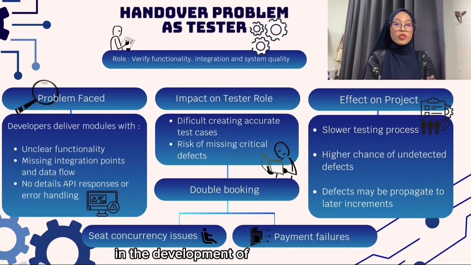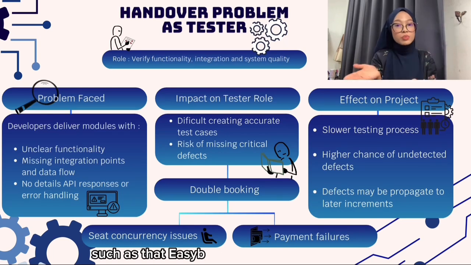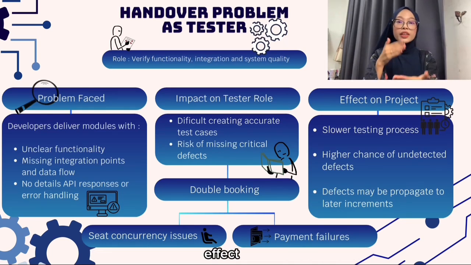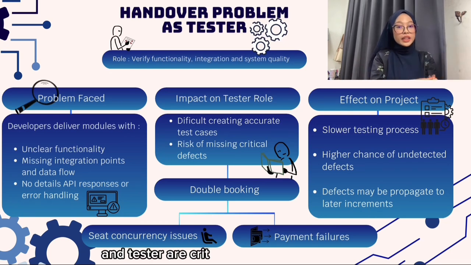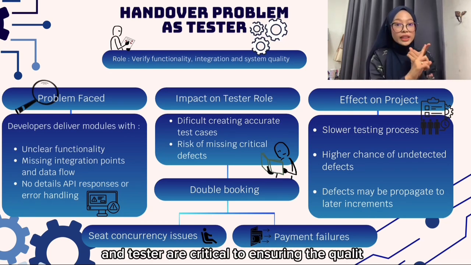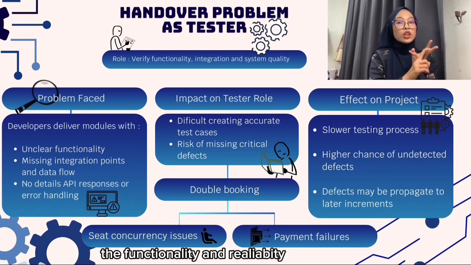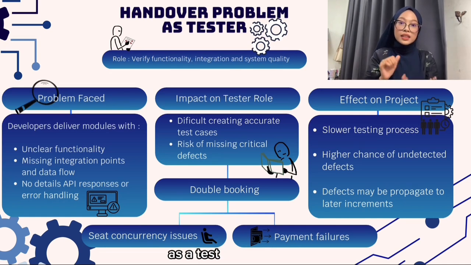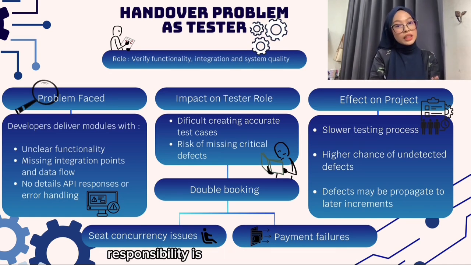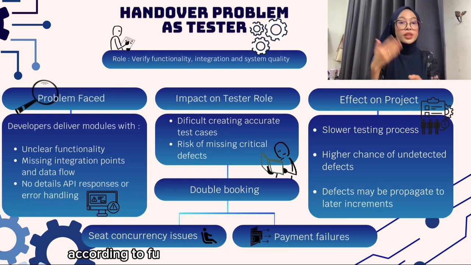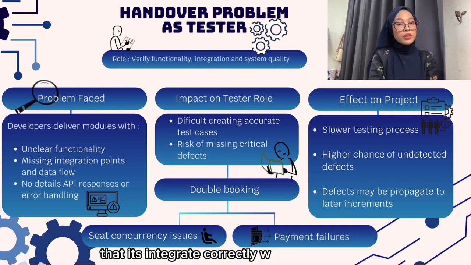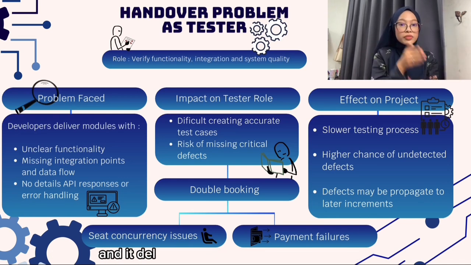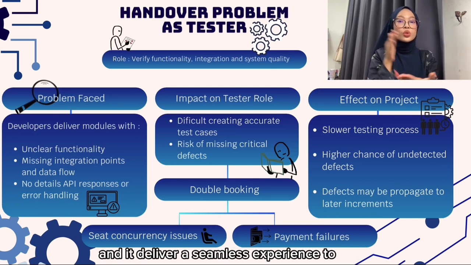In the development of complex systems such as the Easybook online ticketing platform, effective communication and handover between developers and testers are critical to ensuring the quality, functionality, and durability of the system. As a tester, my primary responsibility is to verify that each module of the system operates according to functional and non-functional requirements, that it integrates correctly with other modules, and that it delivers a seamless experience to users.